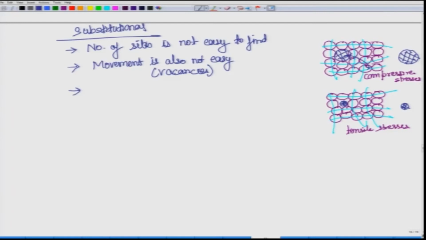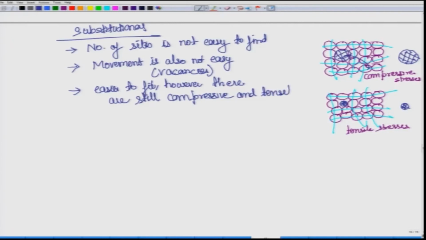The only advantage compared to interstitial is that it is easier to fit. Okay. It is easier to fit, however, there are still compressive and tensile stresses. So, this is the direct comparison of substitutional impurity compared to the interstitial.